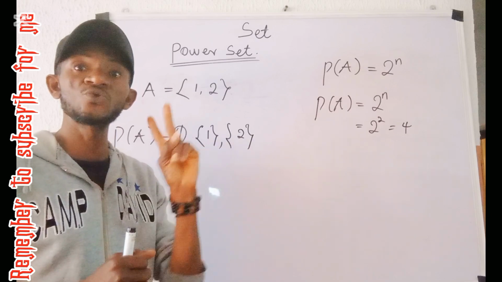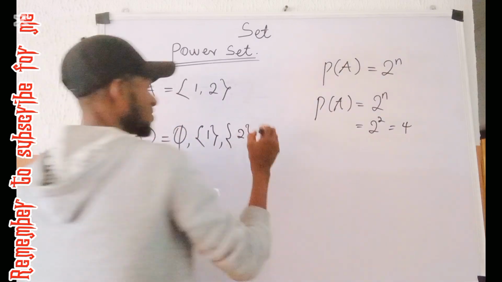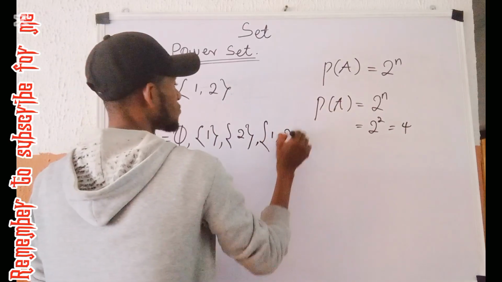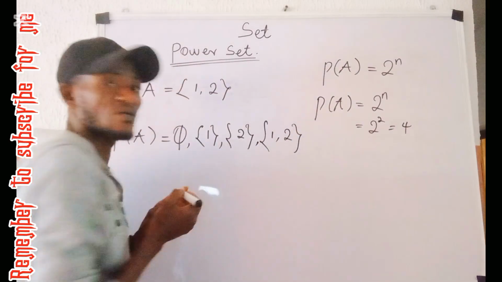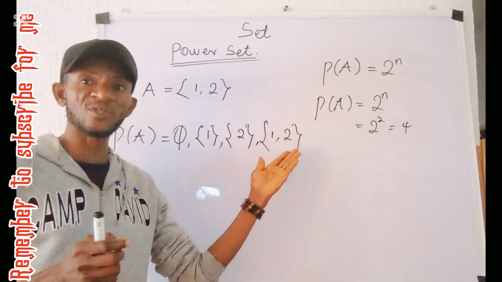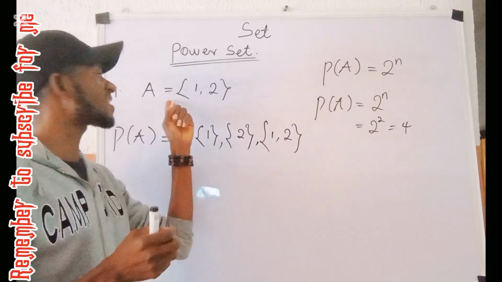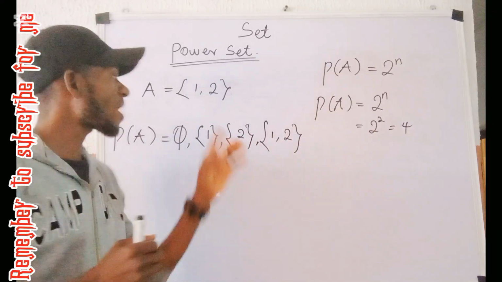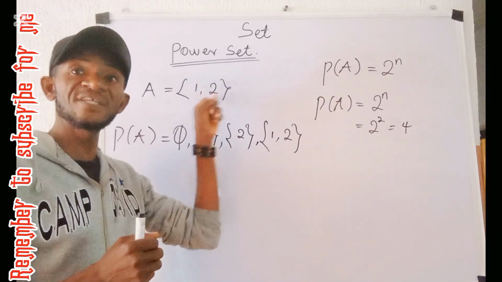When we are done writing out all the sets with 1 element, we go ahead to writing all possible subsets with 2 elements. Then we start with this. We open. So we have 1, comma, 2. We close it. There is no other subset that is possible to be formulated from this set A that is going to have 2 elements, because we have exhausted all the possible elements in this set A.